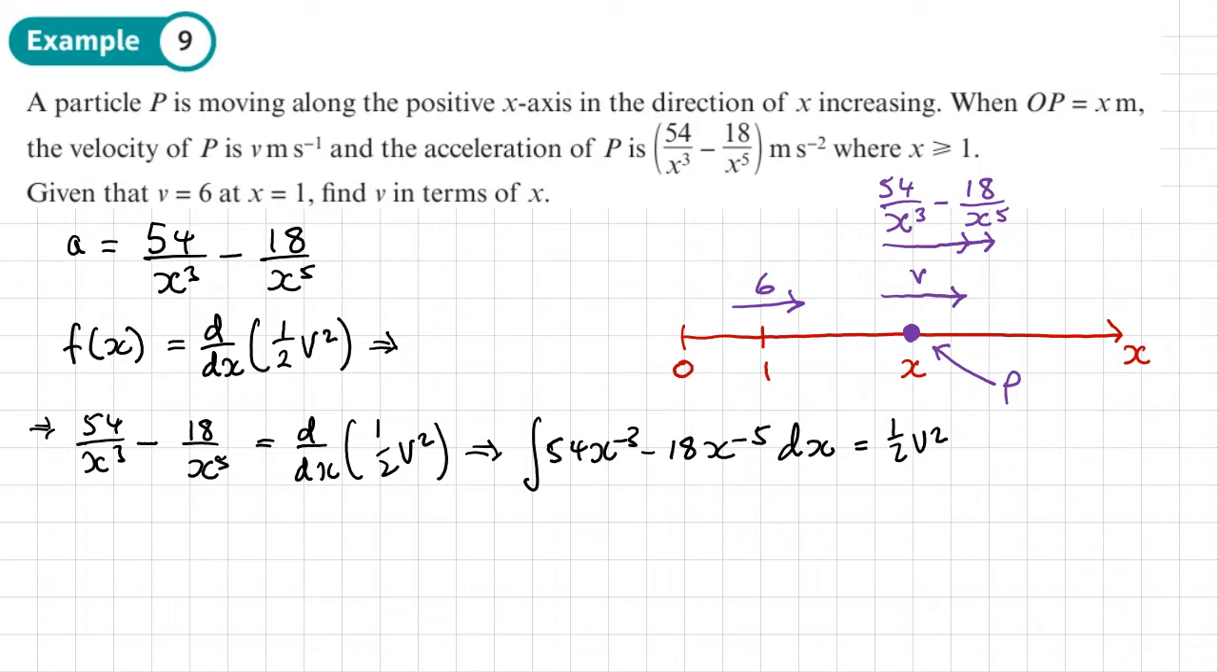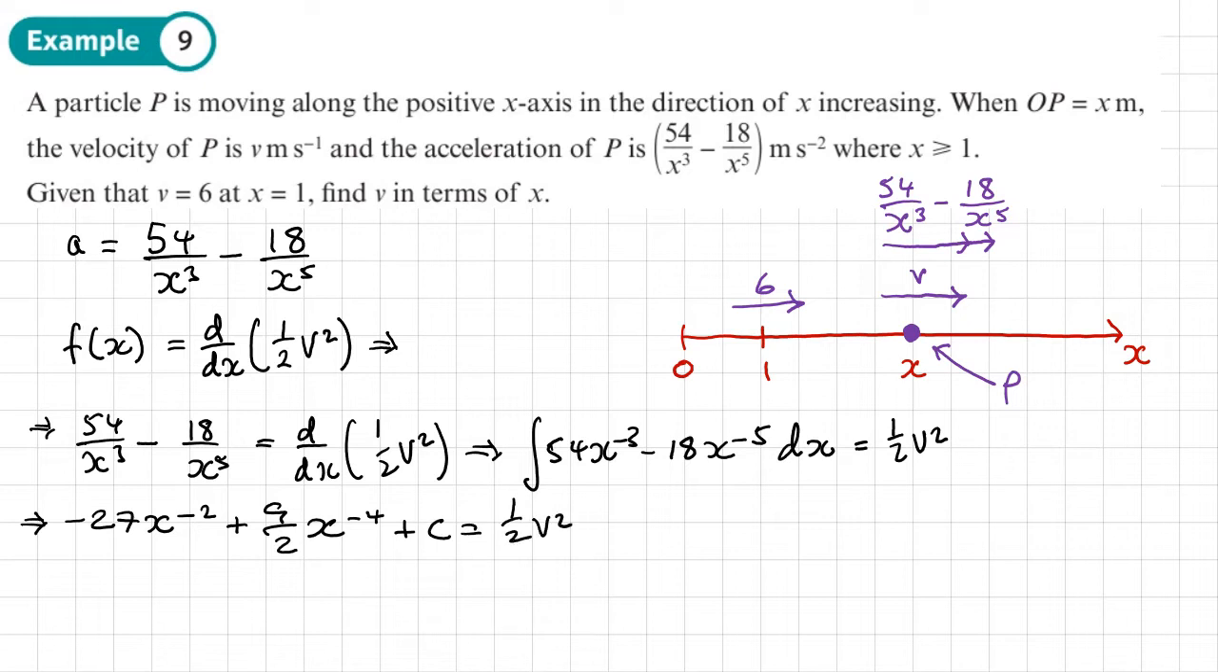Right, so let's integrate. On the left hand side, 54x to the minus 3, add 1 to the power, so it becomes minus 2, divide by minus 2, so 54 becomes minus 27 x to the minus 2. Then add 1 to the power, becomes minus 4, and negative 18 divided by negative 4 is plus 4.5, or 9 over 2, x to the minus 4, plus our constant of integration, is half v squared.